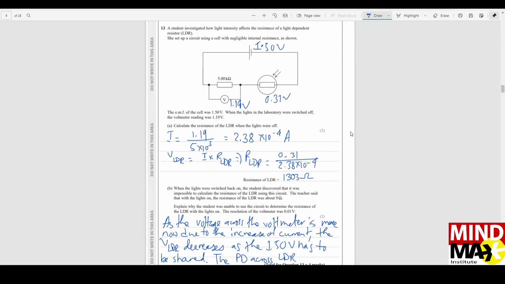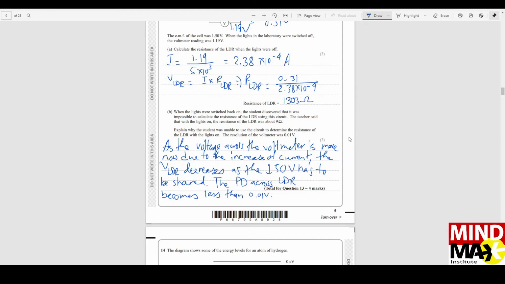Number 13 is about basic resistance. It's a series circuit, and we calculate the resistance of the LDR when the lights were off. So in a series circuit, the current is the same at all points. So if I simply find the current through this 5 kilo ohm resistor, that same current is flowing through the LDR as well. So from here I found the current, which is 2.38 × 10^-4. That same current flows through the LDR as well. From that, we can find the voltage across the LDR. That's what we did.